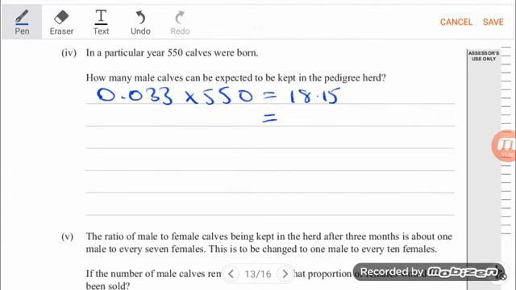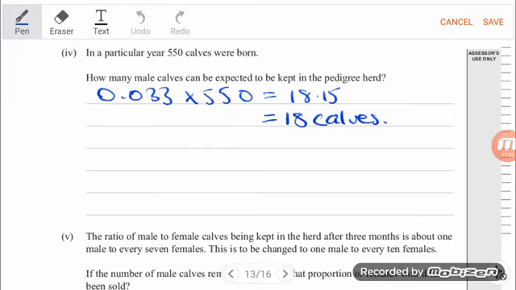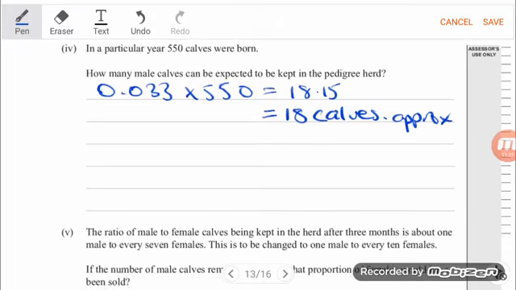You don't have to round, given that you're not really penalised for it. However, I really do suggest saying it's going to be 18 calves. Or you could say approx, if that makes you feel better. Okay?